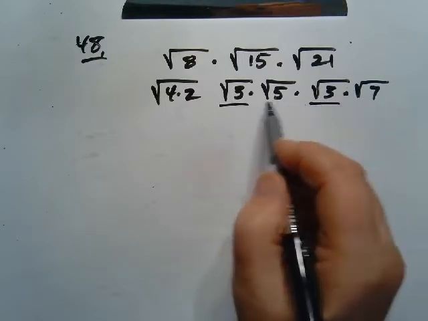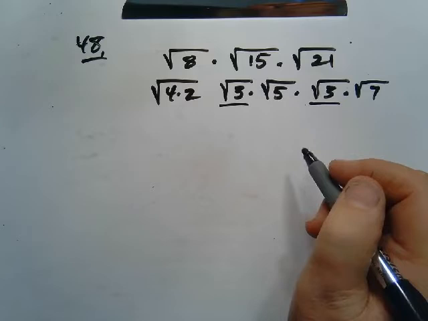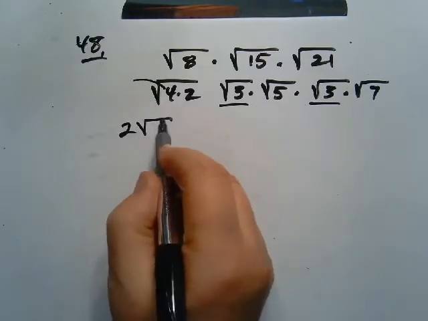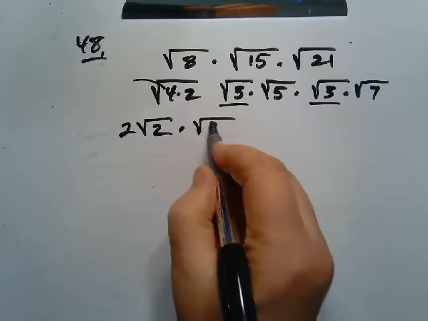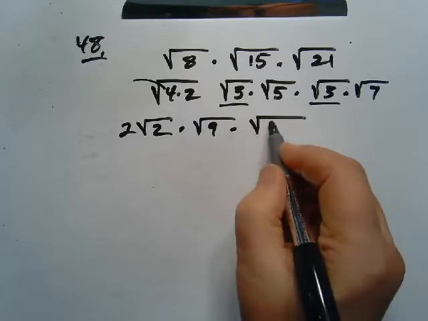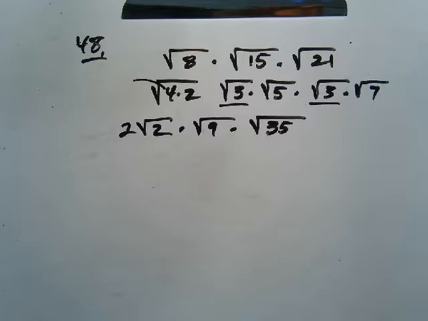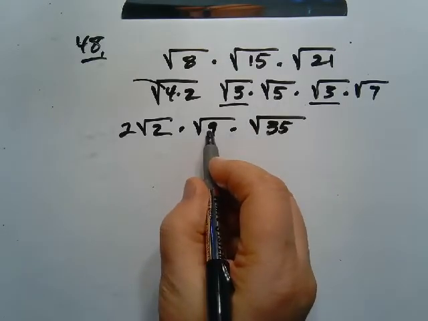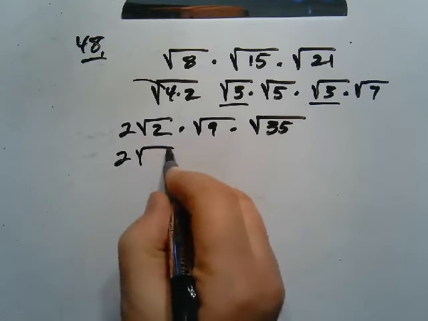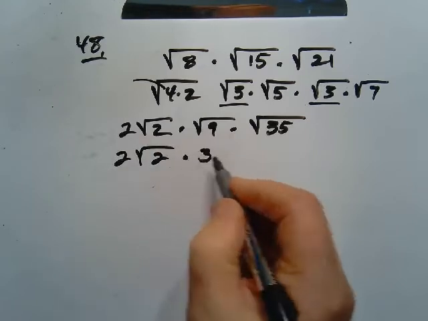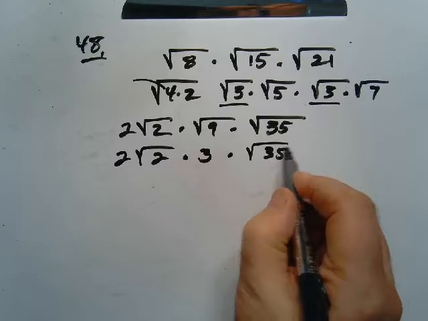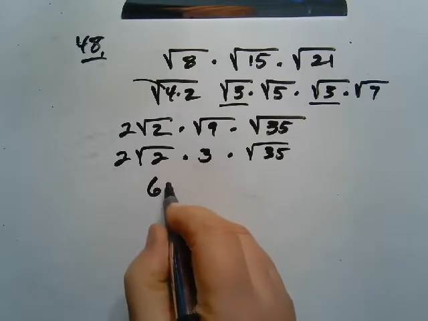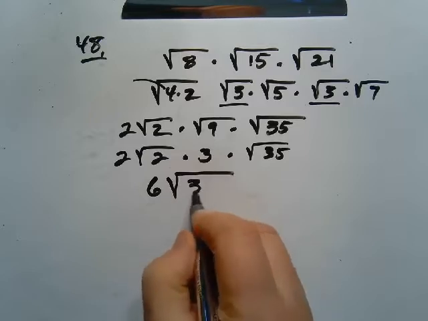I noticed that I can actually get a 3 out of both of these, and that would allow me to actually multiply those together. So what do we got here? Well, this is 2 root 2 times root 9 times, and I'm going to multiply these back together, root 35. I got the 9 by multiplying these two together. So root 9 is 3, so 2 times 2 root 2 times 3 times root 35. And so I can multiply the numbers out front together. This is 6 root 35.